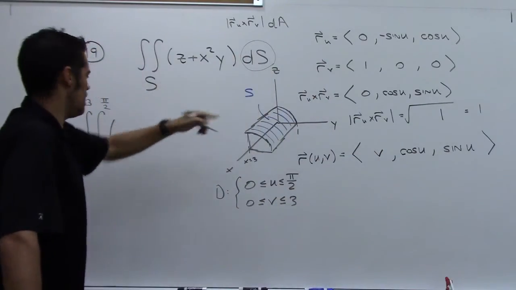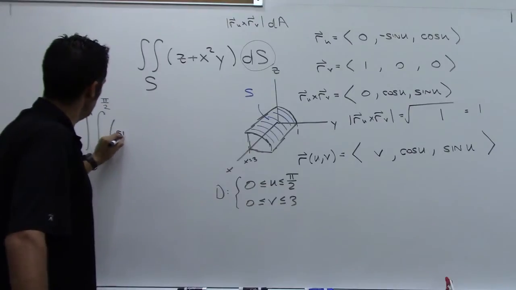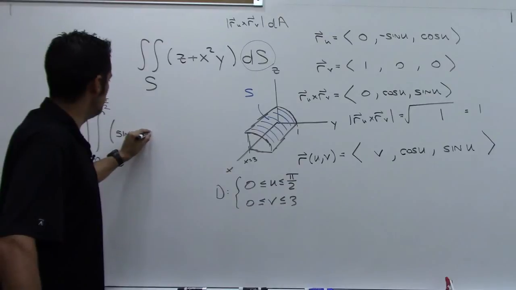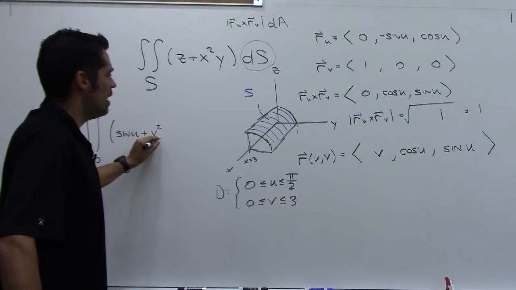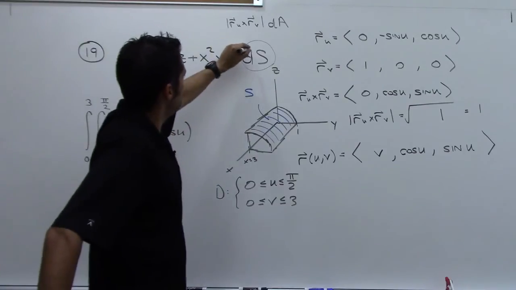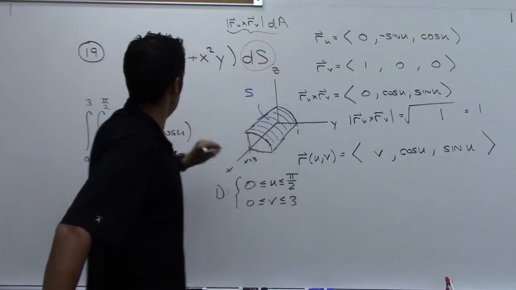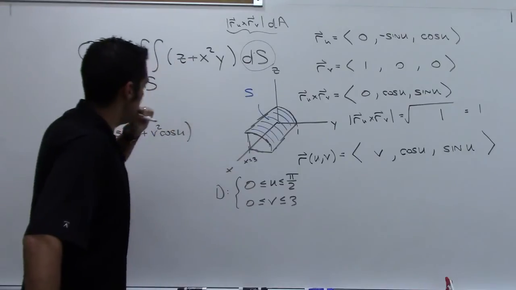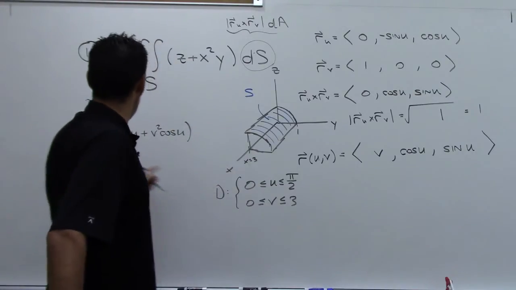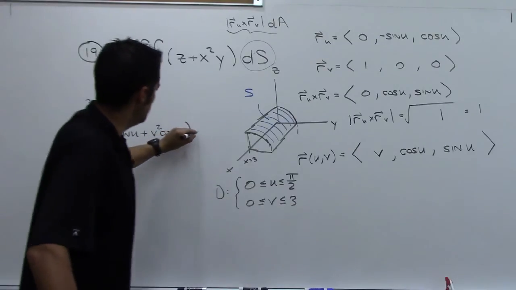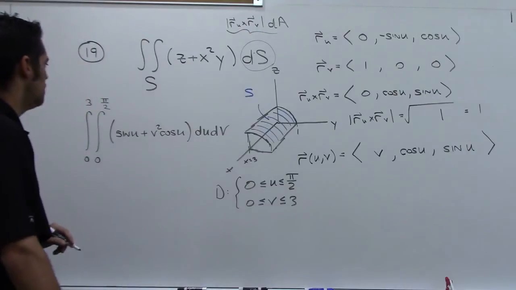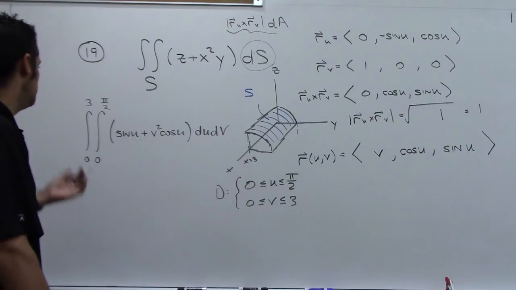So z is sine u, so I've got sine u, plus x squared, which is going to be v squared, and then y, which is cosine u, and then times this, which is a 1. So times 1, I'm not going to put it. And then dA is du dv or dv du. In this case, I'm going to go du dv. All right, so this is it.